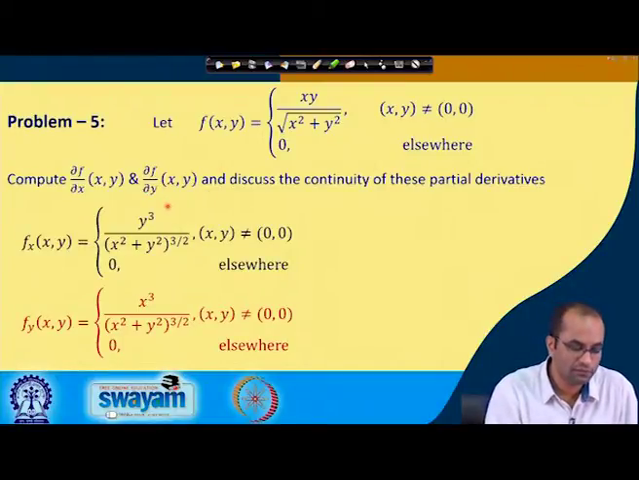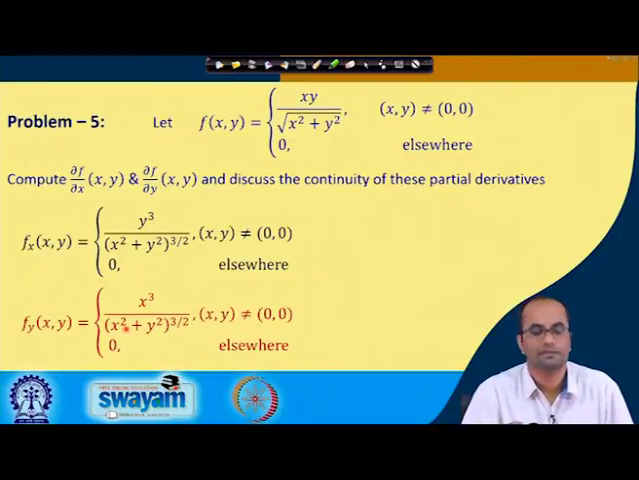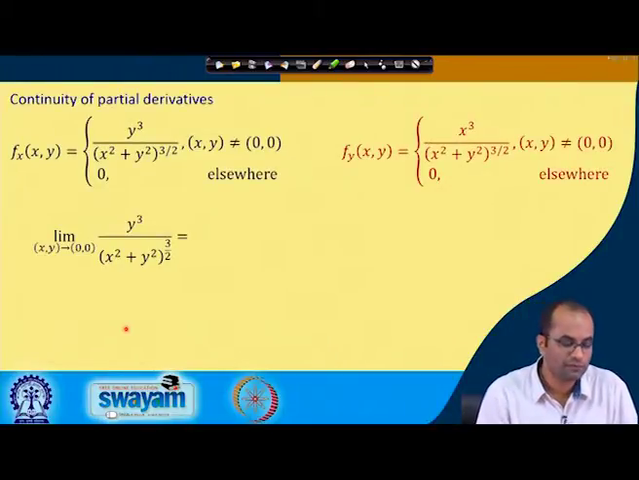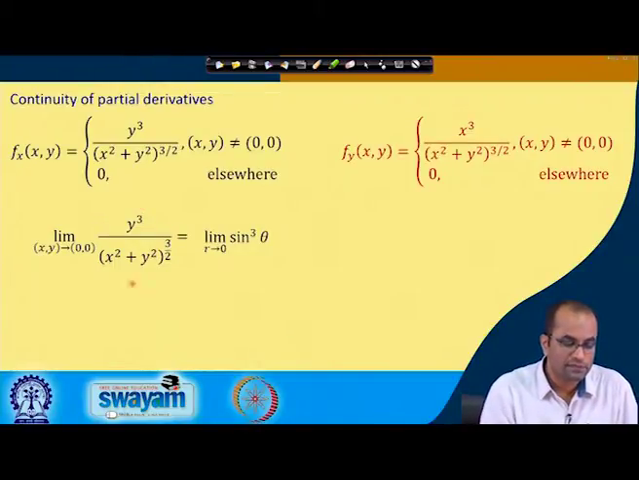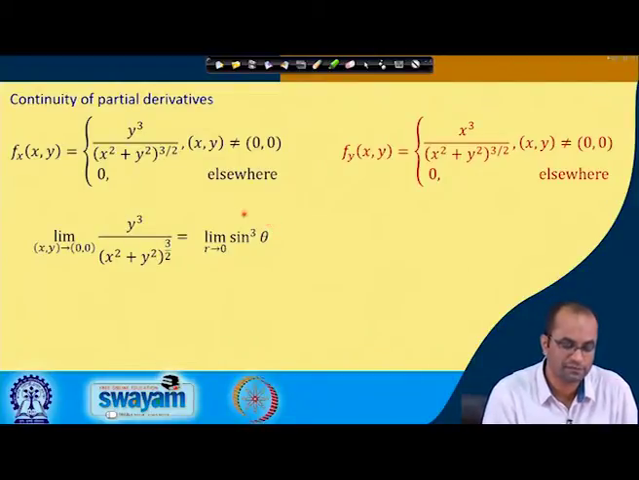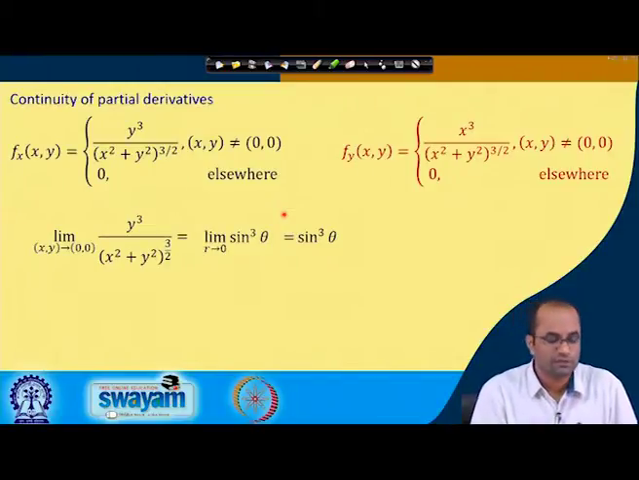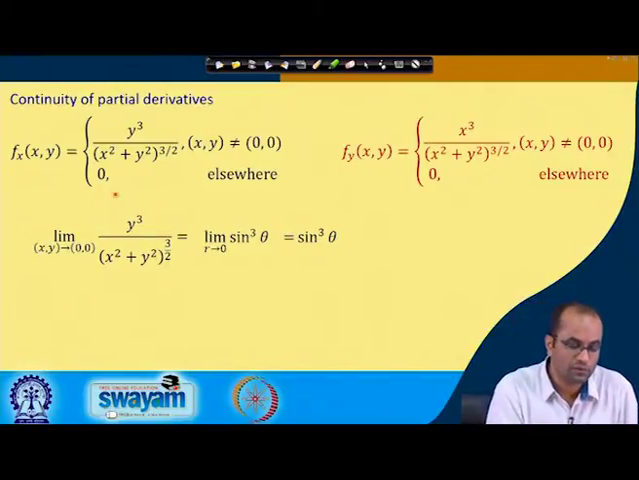So, to discuss the continuity, we have to see whether the limit of this function is 0, the same thing here, that if the limit of this is 0, then the function is continuous, otherwise it is not continuous. So, we have to check those limits here. In this case, when we substitute x equal to r cos theta, y equal to r sin theta, we will get here r cubed and here also r cubed sin cubed theta. So, r cubed will get cancelled and we will get sin cubed theta. So, this limit depends on theta. So, therefore, this is not continuous.